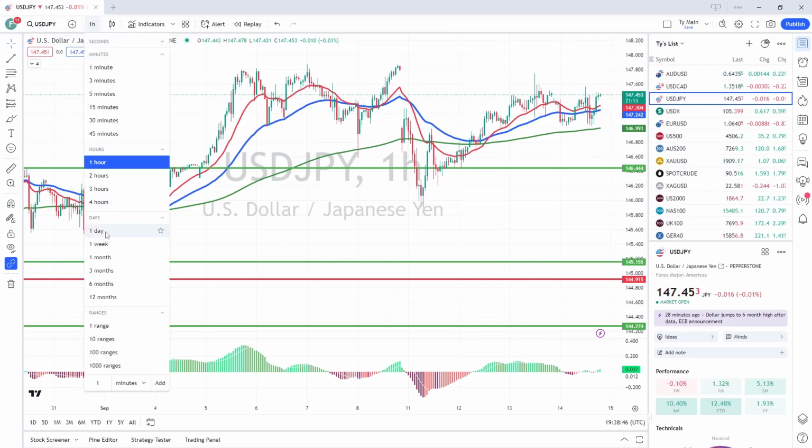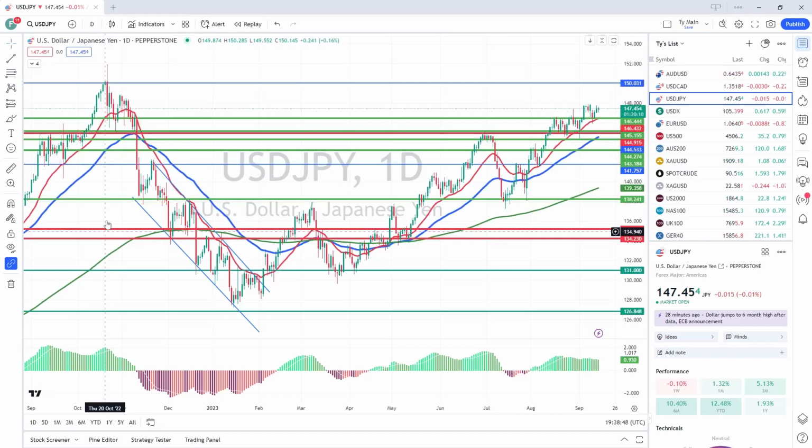Mark the levels on the daily. That's why the daily is such an important level to actually put your zones in, and then go to the smaller time frames to actually trade it. So pretty good trading on the yen.